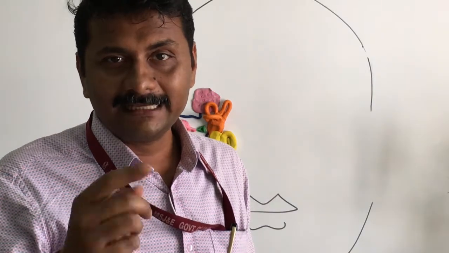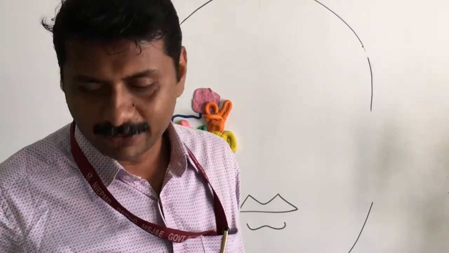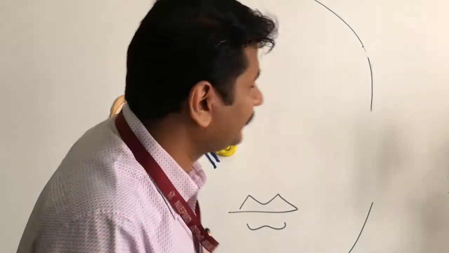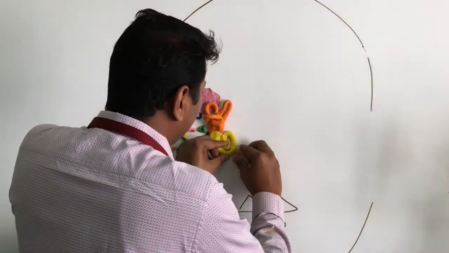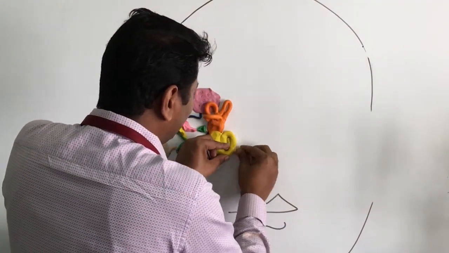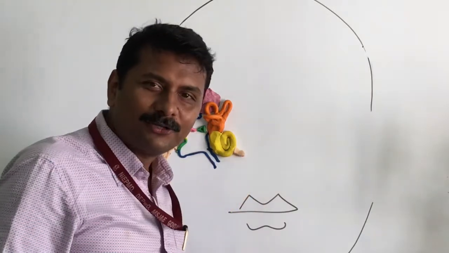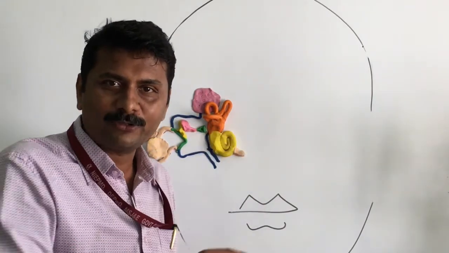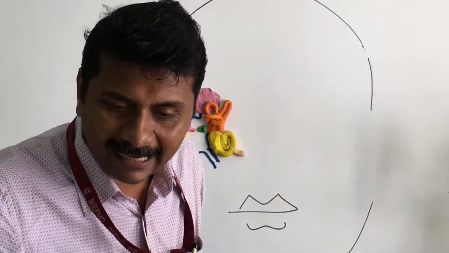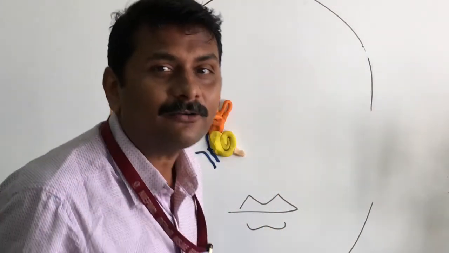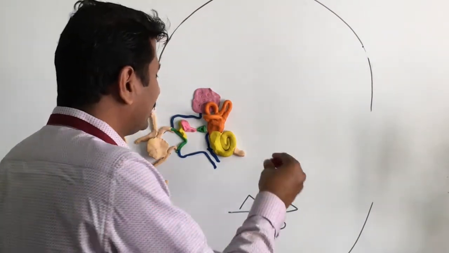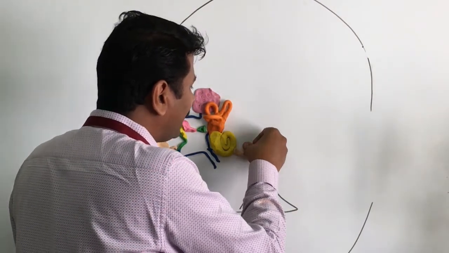So once the electrical impulses are done, we need to get the electrical impulses carried forward. These electrical impulses are carried forward by the auditory nerve, which enters the internal auditory meatus. This is the internal auditory meatus. As the nerve comes out of the internal auditory meatus, it goes into the central auditory pathway.